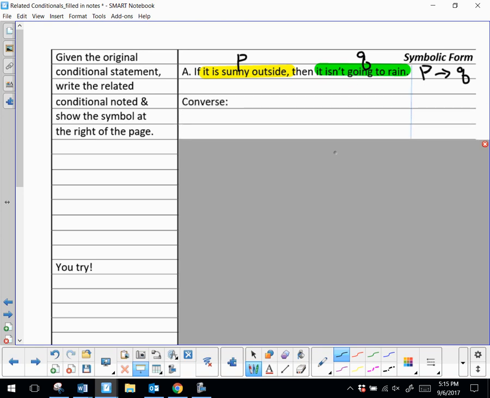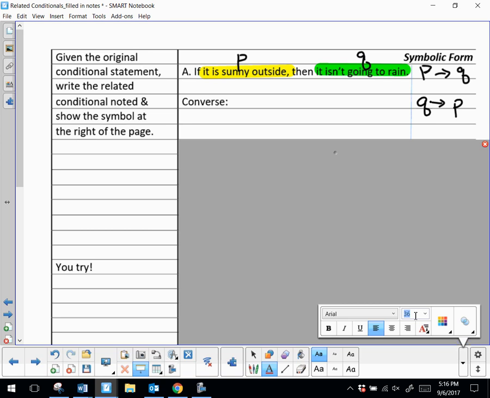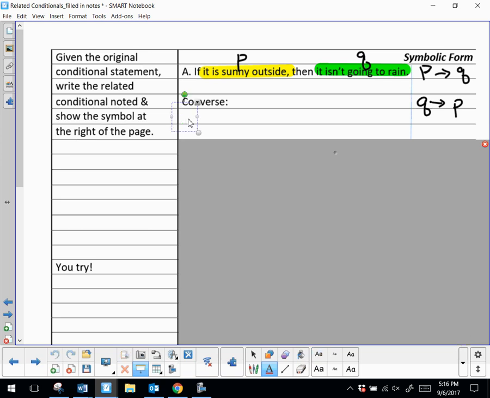The first related conditional they're looking for is the converse. And I know from my notes that what I need to do is reverse the order of the P and the Q to come up with the new sentence. So I'm going to do that. I'm going to show the symbolic form first. What was P to Q for the original conditional now becomes Q to P. And I'm going to type this in because I want to make sure that everybody can see what I'm writing. You guys need to write this in.